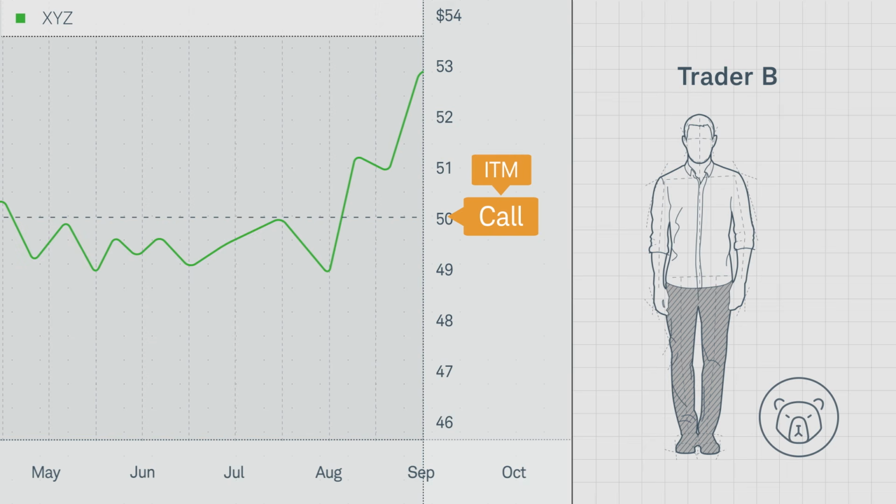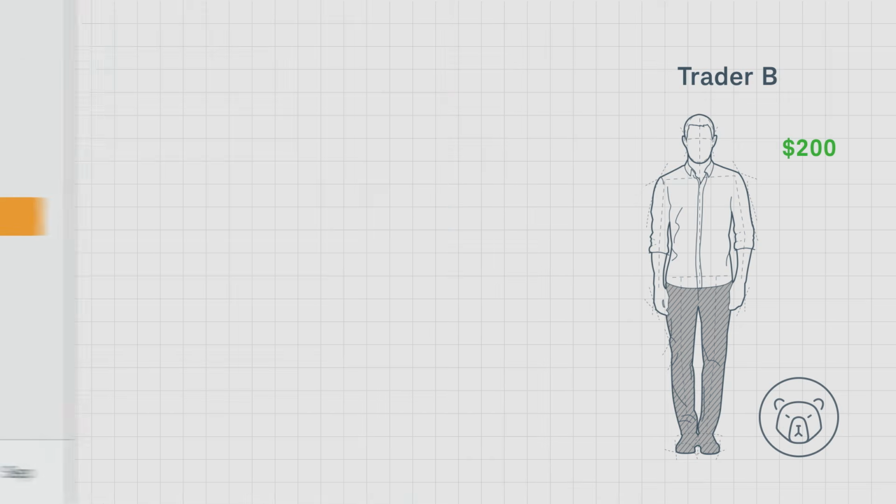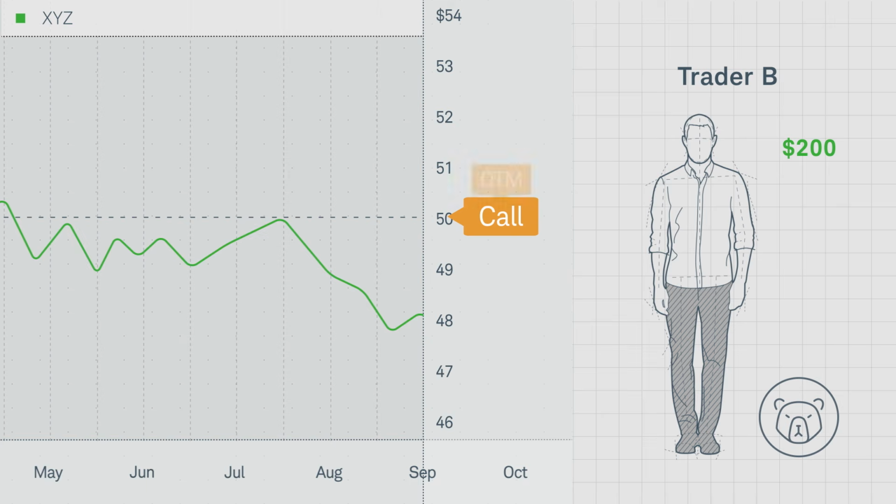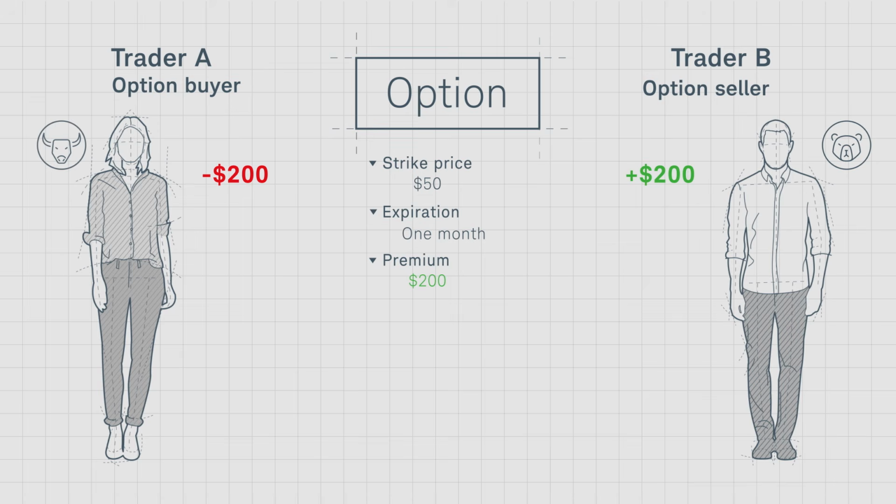Trader B, on the other hand, would have to sell the shares at a loss, though they would keep the $200 of premium. But what if the stock drops to $48 per share before the contract expires? In this case, the option would be what's called out of the money and would expire worthless. Why would Trader A want to buy a stock at $50 if she could buy it for $48 on the open market? Trader A loses the premium she paid for the option. This is the desired outcome for Trader B, who sold the call.